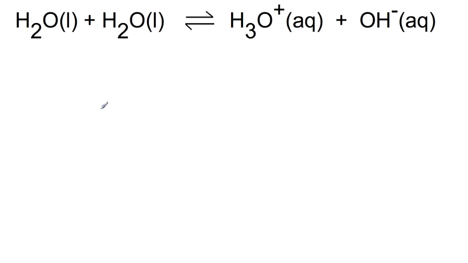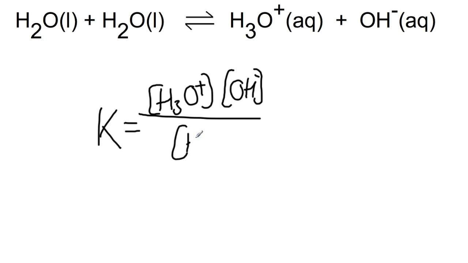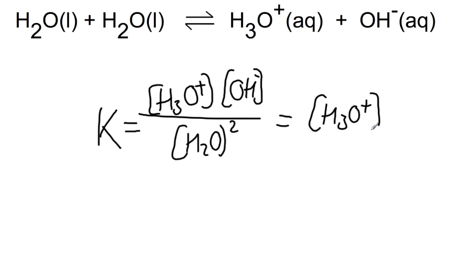As this is an equilibrium reaction, we are able to write an equilibrium constant for the reaction. So K will equal [H3O+] multiplied by [OH-] divided by [H2O]². If you watched the previous video, you'll know that H2O, as it's a liquid, gets a value of 1, which means we can simplify this to [H3O+] multiplied by [OH-].